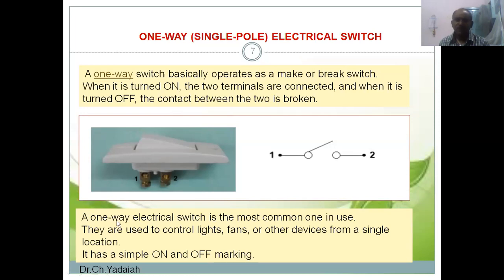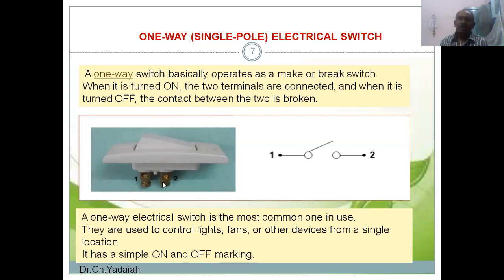So one-way means single way. The one-way electrical switch is the most common one in use in domestic appliances. They are used to control lights, whether tube lights or incandescent lamps, or fans, ceiling fan or table fan, or other devices like refrigerators, induction heaters, mixie or different domestic appliances. It has a simple on and off making mechanism inside the switch. This is a single one-way switch.